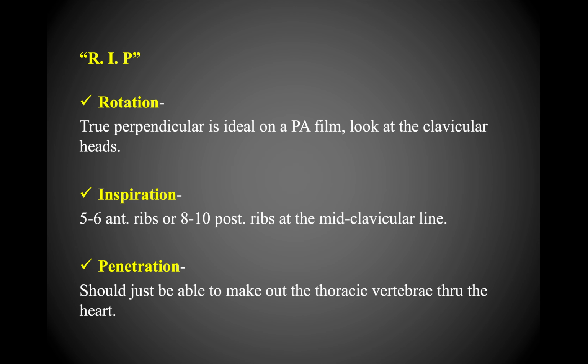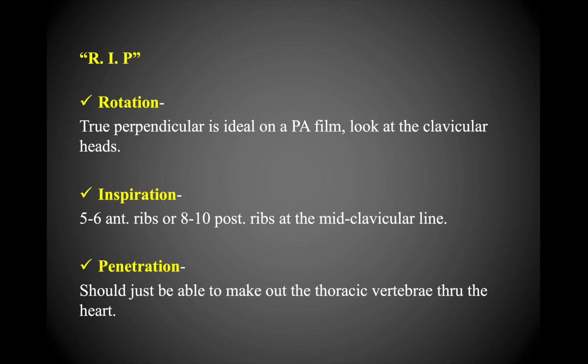So the key there is to look at the clavicular heads and note the distance between the left and right clavicular heads relative to the spinous processes of T1 and T2. So usually I just look at T1 and then go over and look at the distance to the left and right clavicular heads, and if it's approximately equidistant, that means your rotation is not there. So there is no rotation.